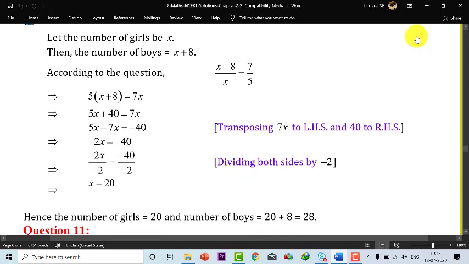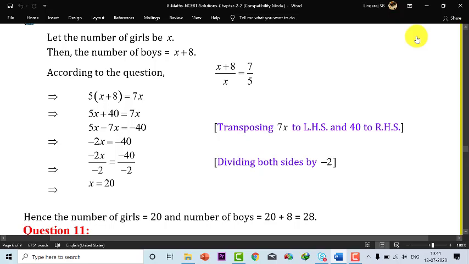So in the next step we are taking similar terms together. This 7x moves from RHS to LHS, positive becomes negative. This 40 moves from LHS to RHS, positive becomes negative. So it will be written as 5x minus 7x is equal to minus 40. Transposing 7x to LHS and 40 to RHS, their sign will be changed.